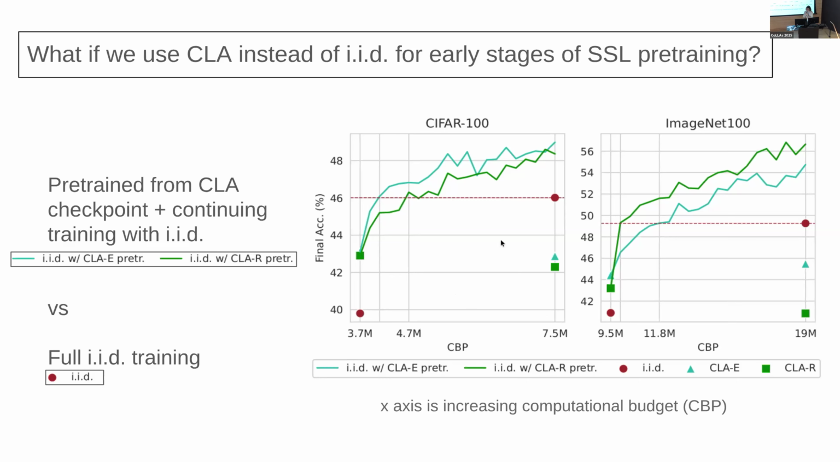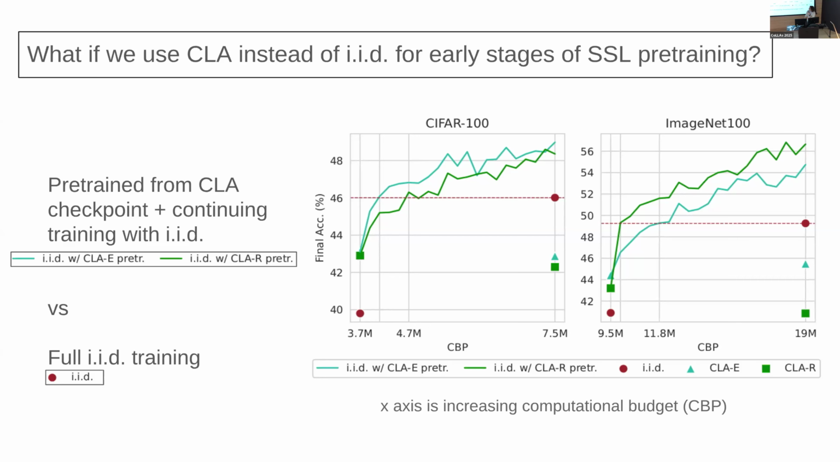Yes, I can show maybe. The green line is the additional IID training on the CLA checkpoint, while the red dots are the full IID training, and on the x-axis you have the computational budget. So we can see that CLA plus IID can beat the full IID training, and this was also quite surprising because we didn't think that the representations obtained from CLA were also resilient to further training.